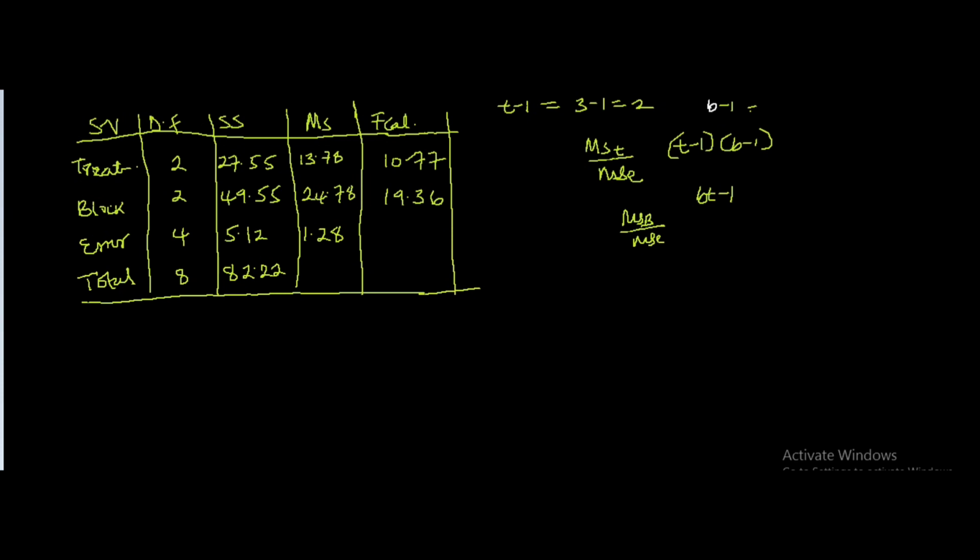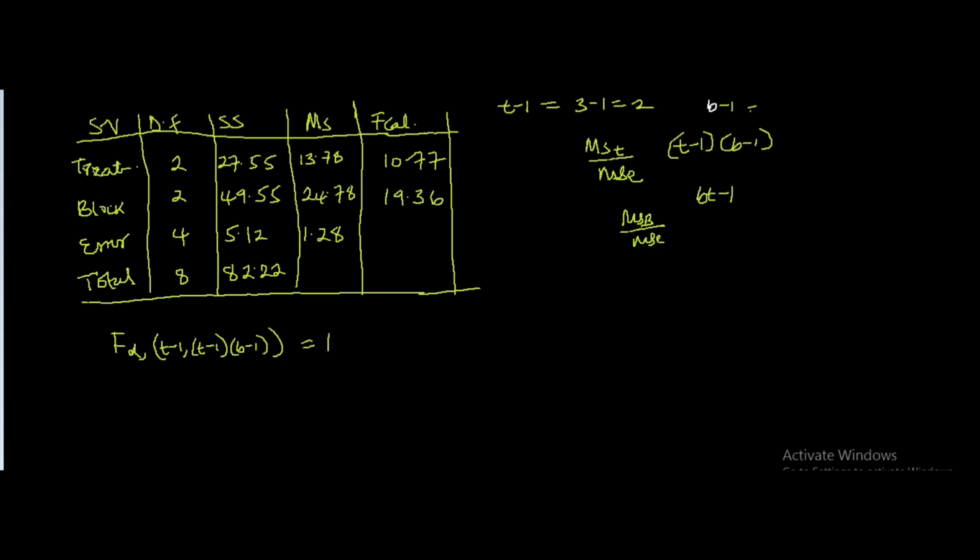So these are our F calculated values. Now let's compare them with our F tabulated value, which is given as F alpha comma t minus 1 comma (t minus 1) times (b minus 1). These are the degrees of freedom, this one for treatment and this one for error. And this is in respect to our given confidence interval.